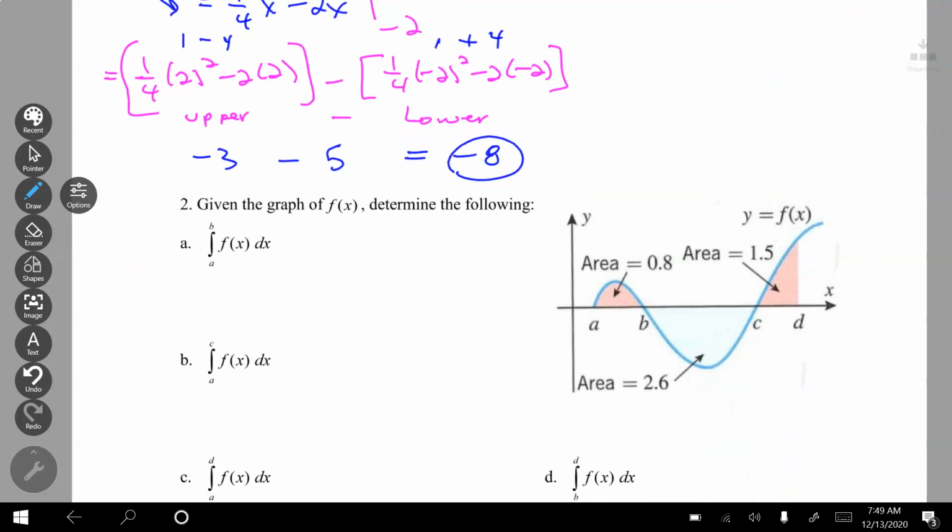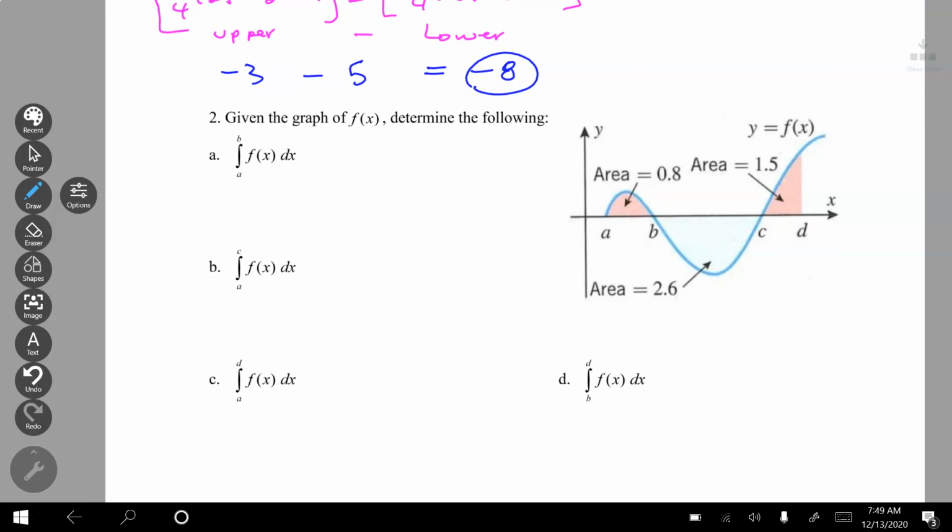Okay, so how do we apply it? Well, what I want to do from A to B, that's from this point here to this point here, and this area is just this positive area, 0.8. What I want to do from A to C, well, that'll be the integral from A to B plus the integral from B to C.